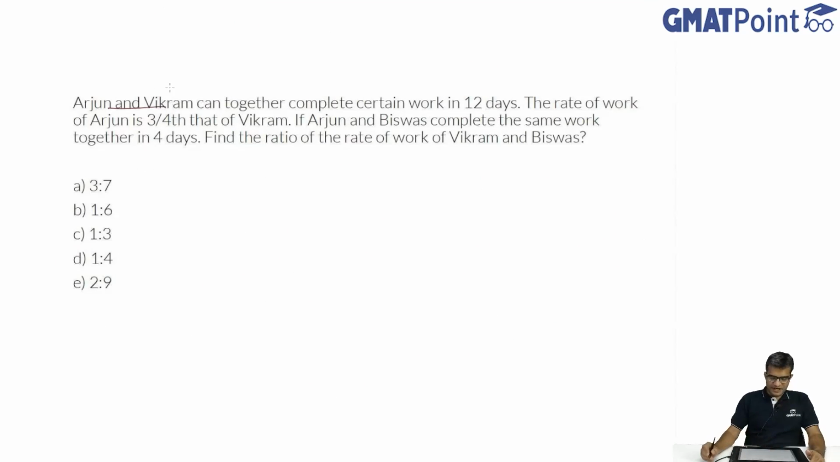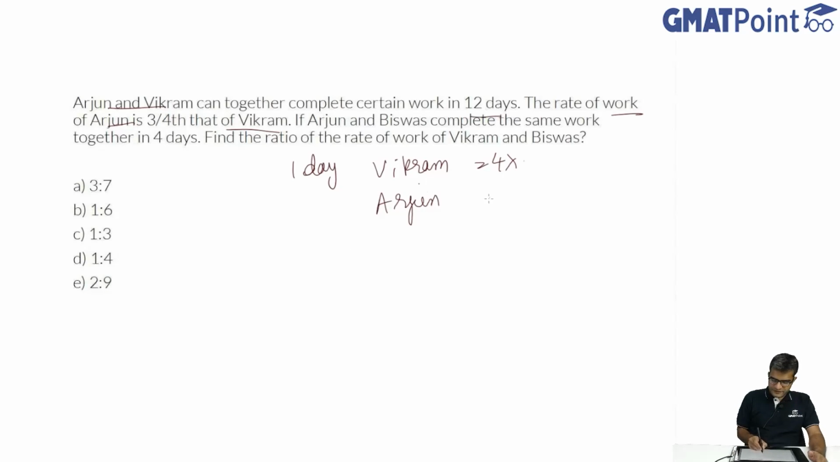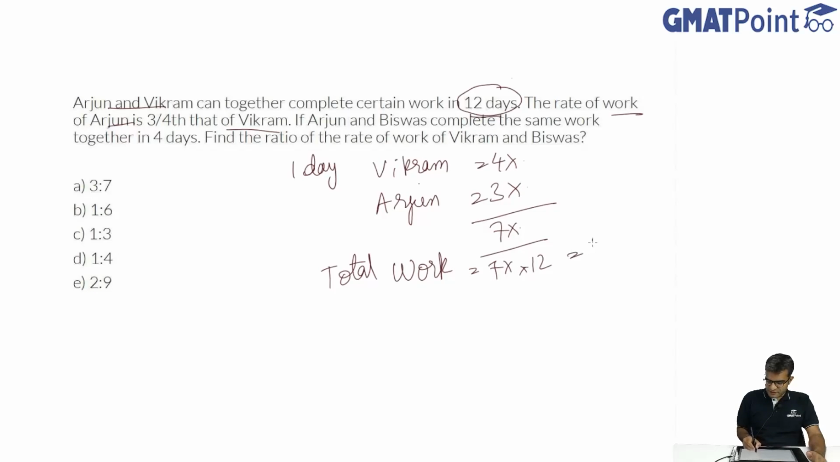In this question, we are told that Arjun and Vikram can complete a certain work in 12 days. The rate of work of Arjun is 3/4 that of Vikram. So let us assume that in one day, Vikram does 4x units of work, and in one day, Arjun will do 3x units of work. So both of them together in one day will do 7x units of work. They take 12 days to finish the job. So the total work that needs to be done is 7x into 12, which is equal to 84x.